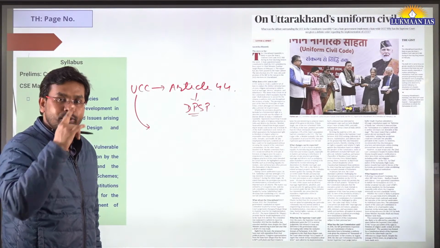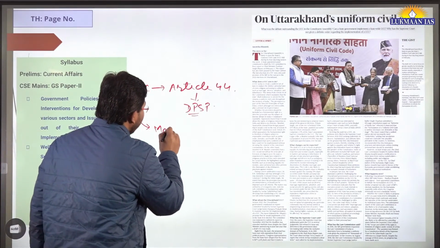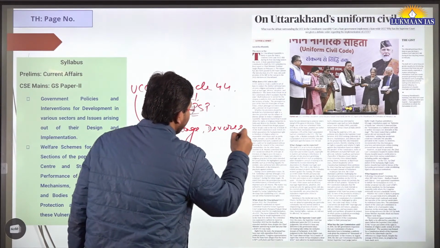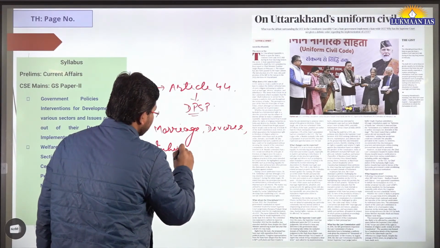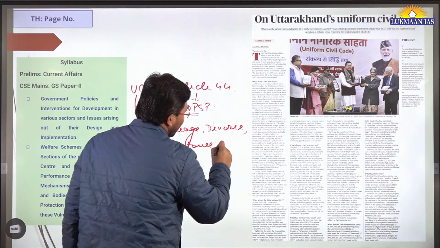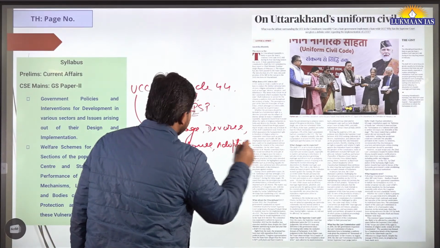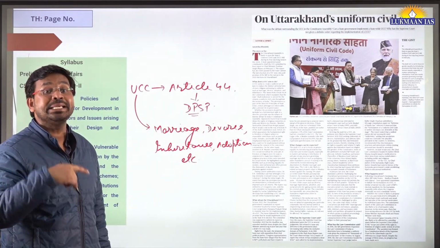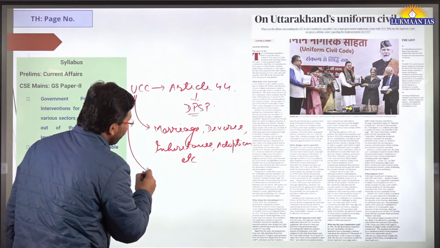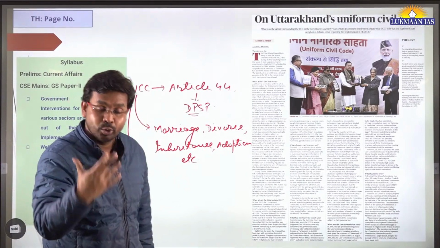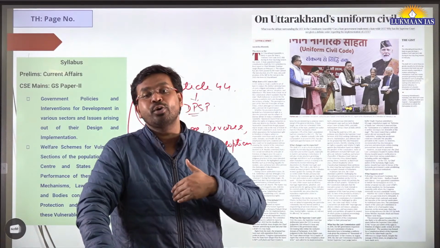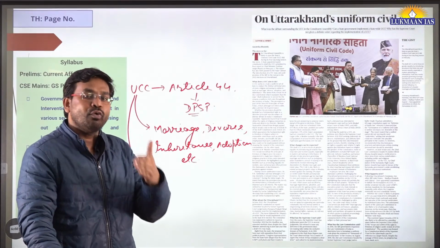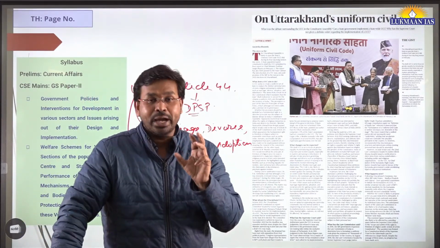The Uniform Civil Code looks into various aspects related to marriage, divorce, inheritance, adoption, etc. So what is the Uniform Civil Code? Basically, in India, we have many religious groups, people who follow different religions. For example, people who follow Hinduism, Islam, Christianity, Judaism, Sikhism. So we have people who follow different religions in India, and they have their own personal laws.